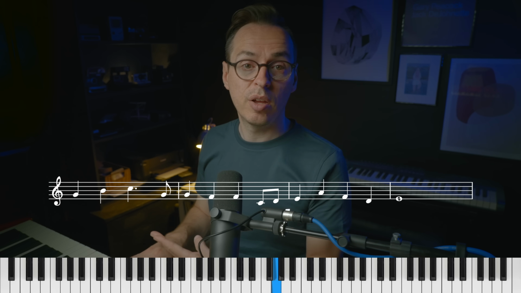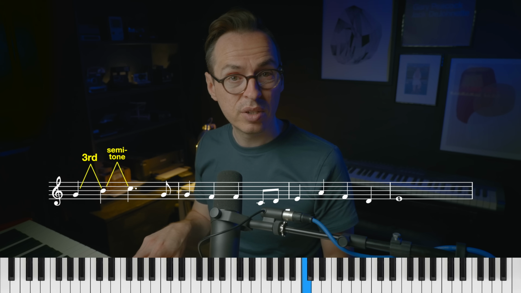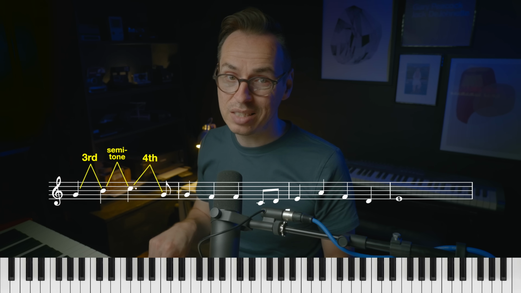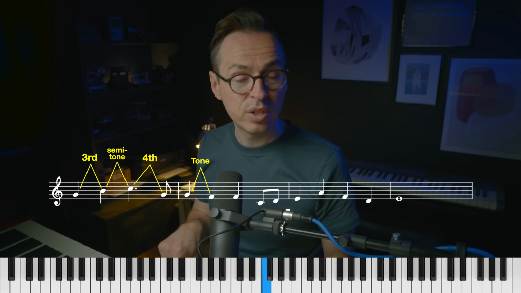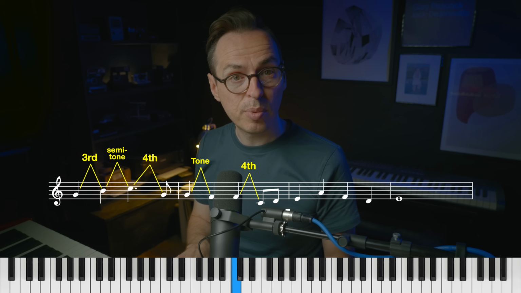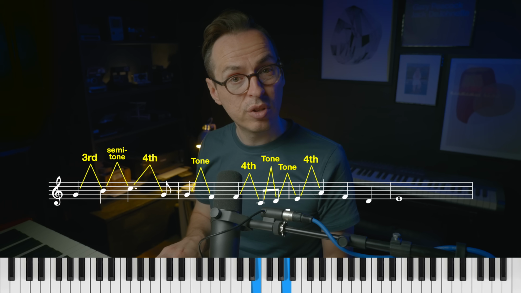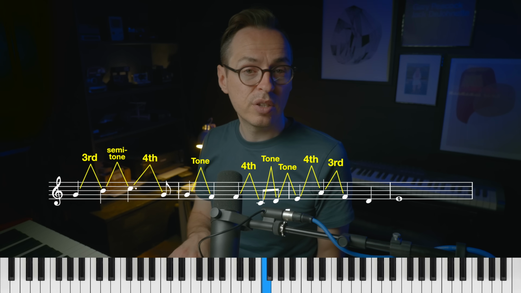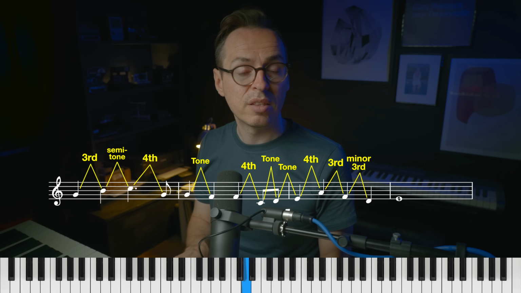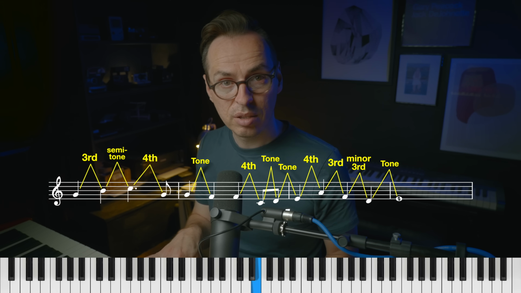Here we start off on our G, and first we move up a major third to a B, and then we move up a semitone, and then we move down a fourth, and then we repeat, and then move down a tone, and repeat, and then we move down a fourth, move up a tone, up another tone, and then we jump up a fourth, and then move down a major third, move down a minor third, and then up a tone to finish. So they're the intervals included in this melody.